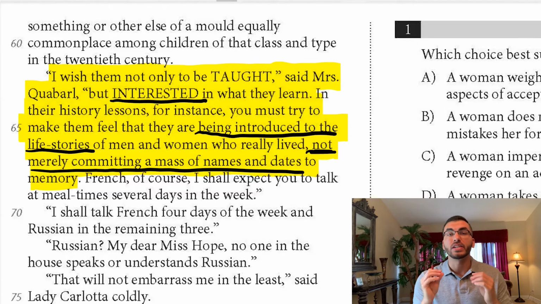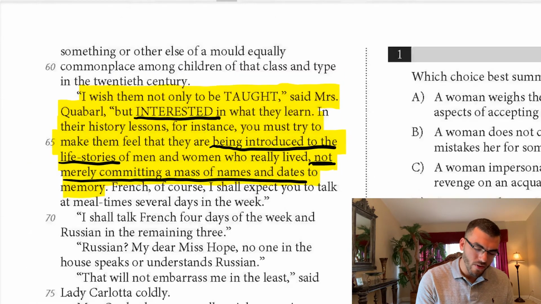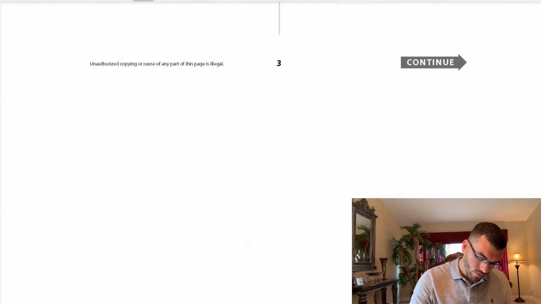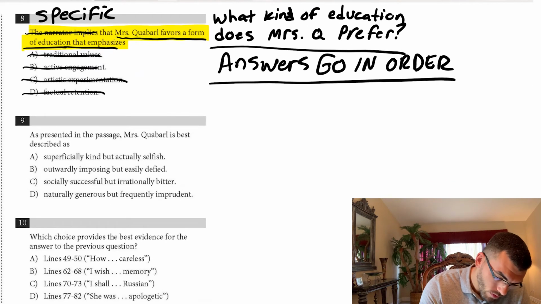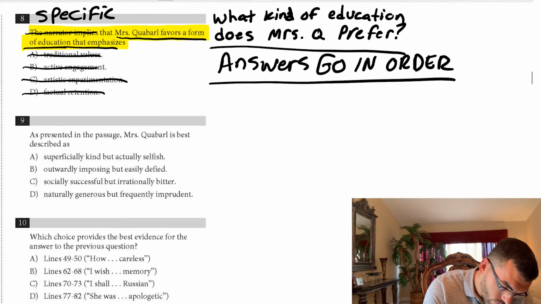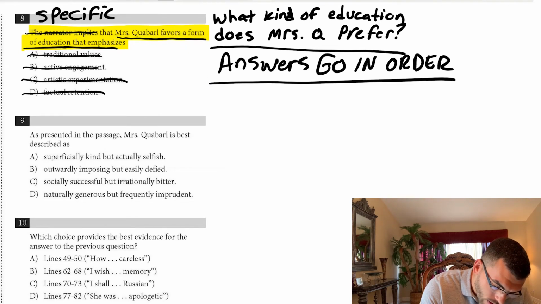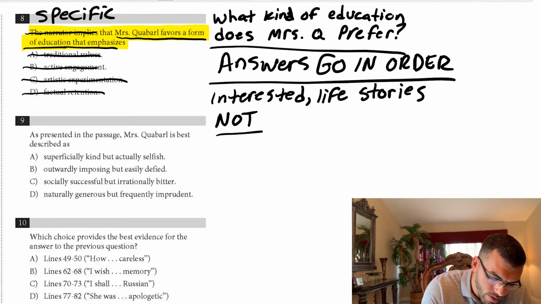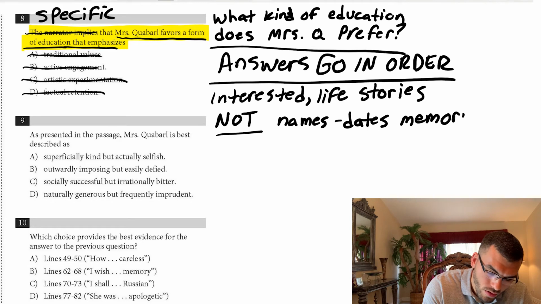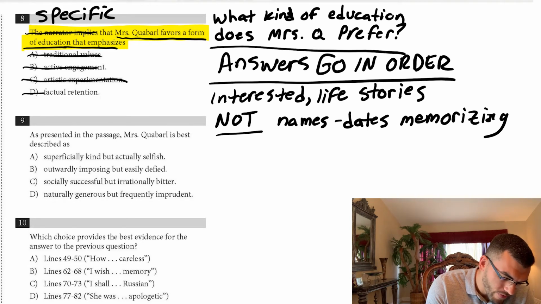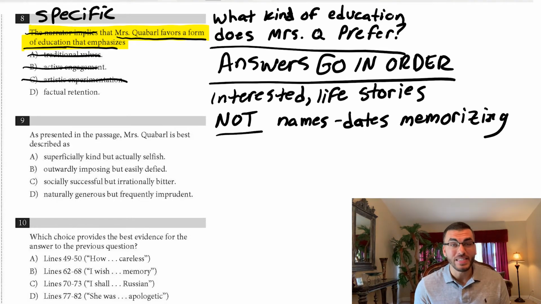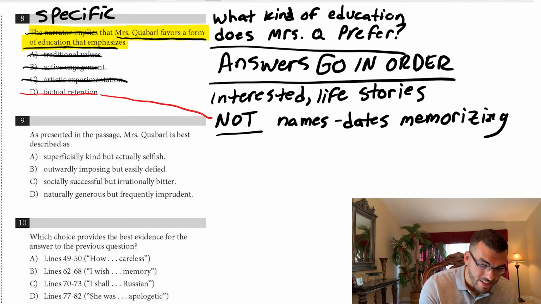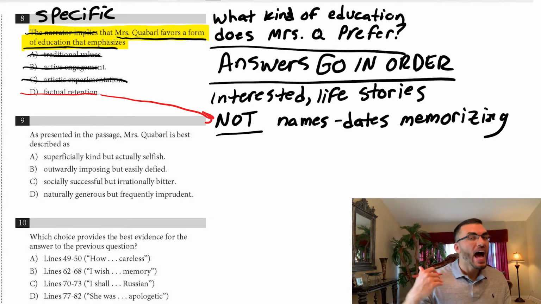Okay, I think we have our answer of the type of education that Mrs. Q prefers. So now let's go back and I'll just write it down real quick. We said interested in what they learn. Interested, life stories, not just memorizing names and dates. So let's see what choice D is. Factual retention. That's the opposite answer. We literally just said not names, dates, and memorizing. So factual retention is an opposite answer choice.